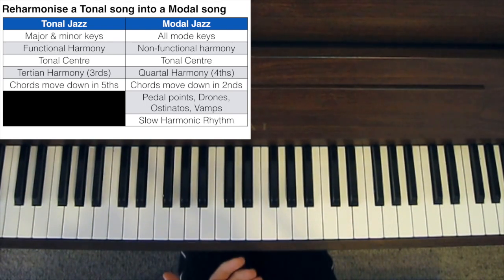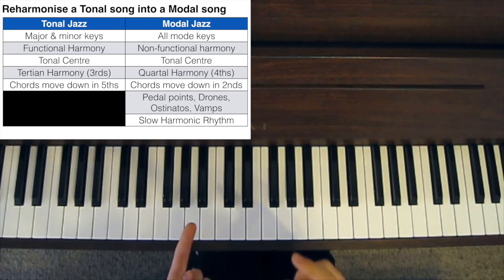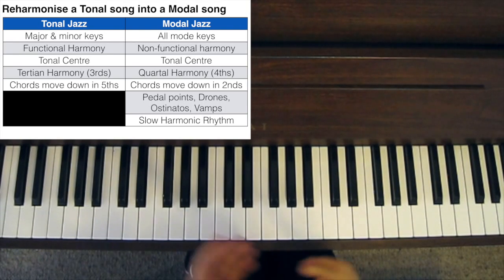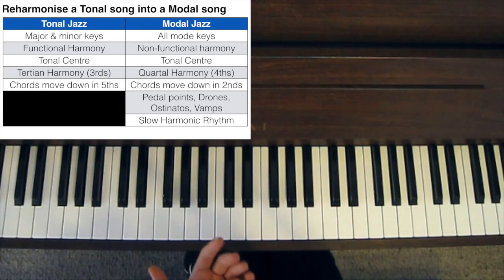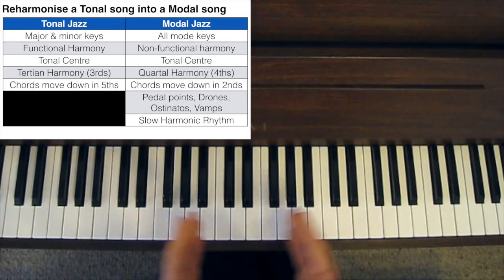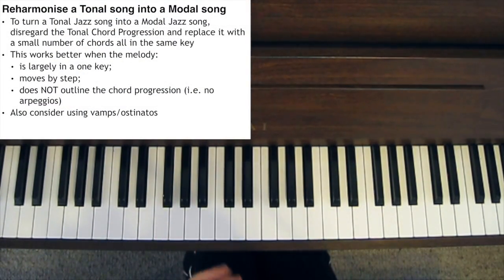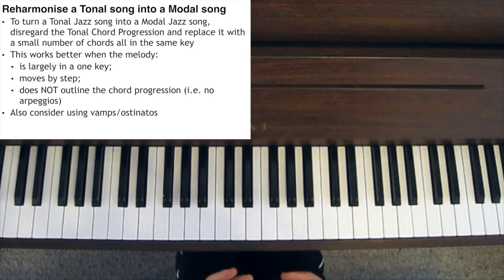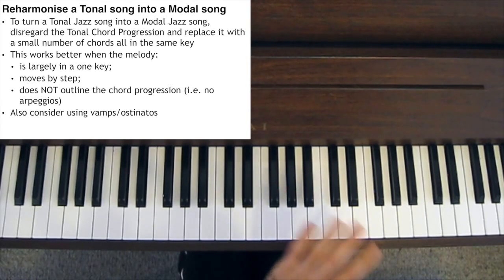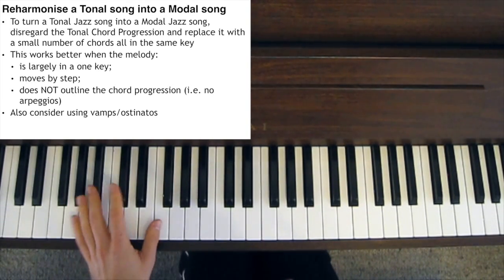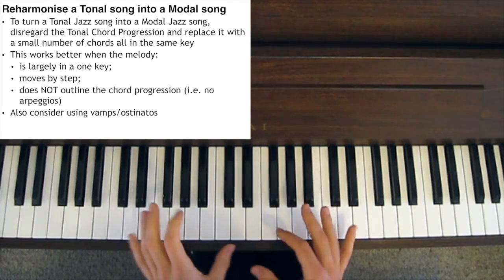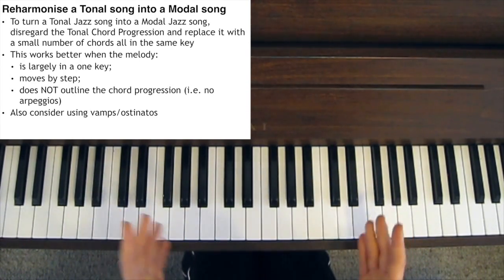Modal jazz also uses a lot of repetition through things like pedal points, drones, ostinatos, or vamps. And it has a very slow-moving harmonic rhythm, which just means it has very few chord changes and chords last for a long time. So really, reharmonizing a tonal song into a modal song is actually pretty easy, because the whole point is to largely get rid of the entire chord progression and just play a couple of chords in their place. So you only really have sort of one or two or maybe three chords through the entire piece.